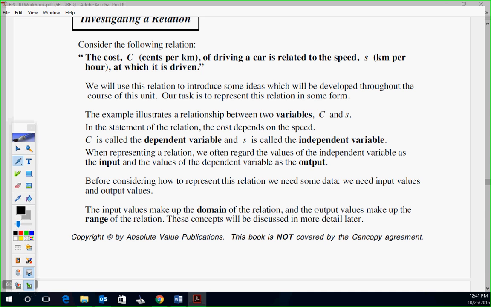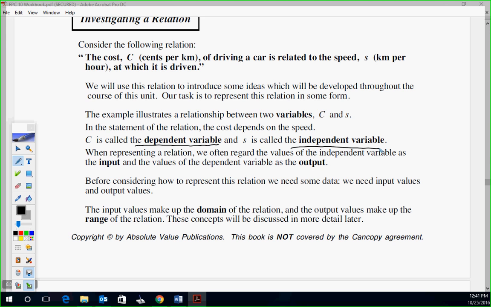What I want you to get good at is identifying dependent versus independent variables. Independent is the one that determines the other. For example, if I said you had temperature and time of day, which determines the other? Does temperature determine time of day, or does time of day determine temperature? If it's early in the morning, it's going to be colder. If it's midday, it should be warmer. So time of day determines the temperature.